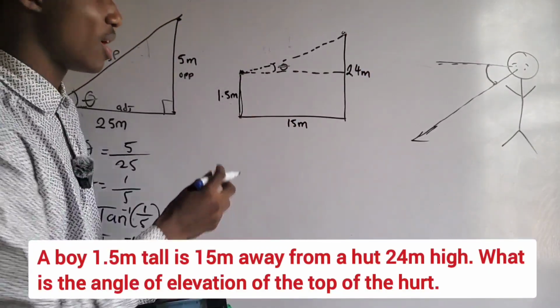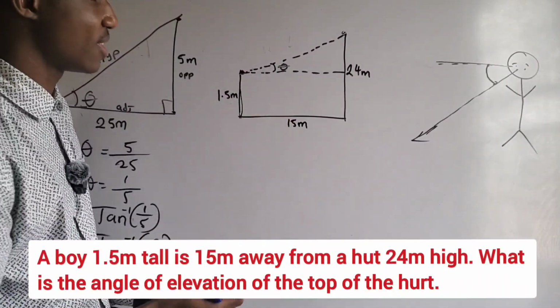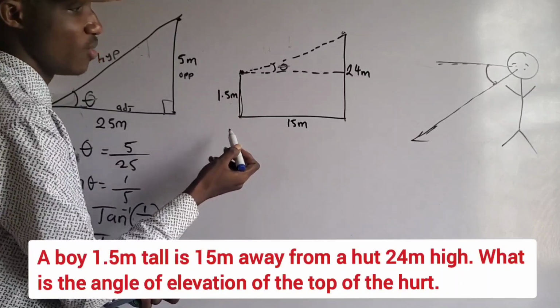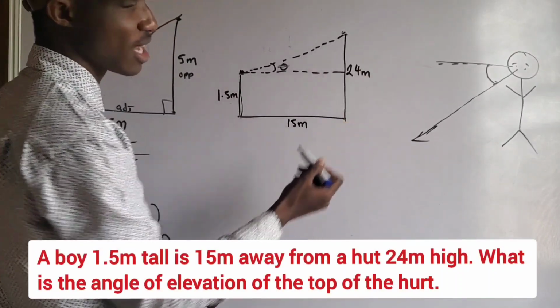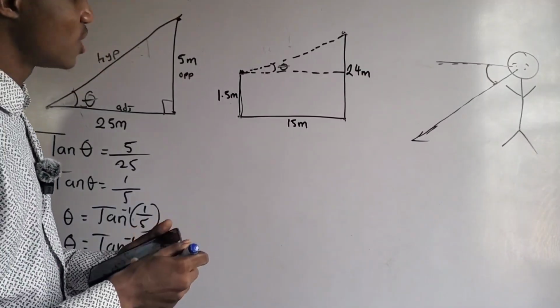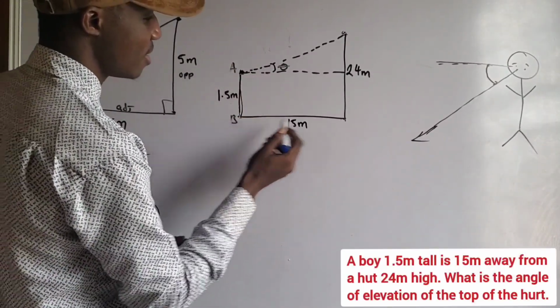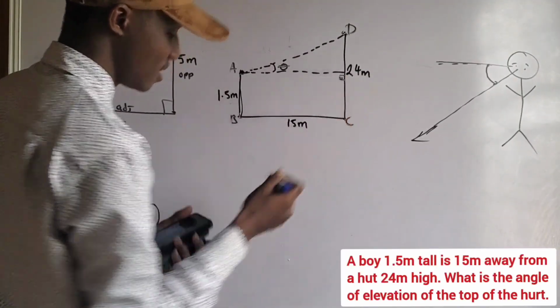Do you understand? So you can represent it as any letter. I just make use of theta. Do you understand? Okay. Now, how do you get this angle? We are given the height of the boy. We are given the distance between the boy and the tower. And we are given the height of the tower as 24 meters. Now, to get this angle, let me label this A, B, C, D. Let me call this point E.